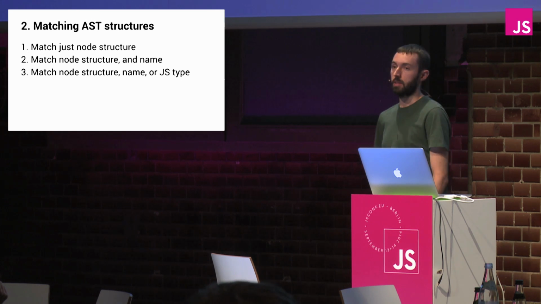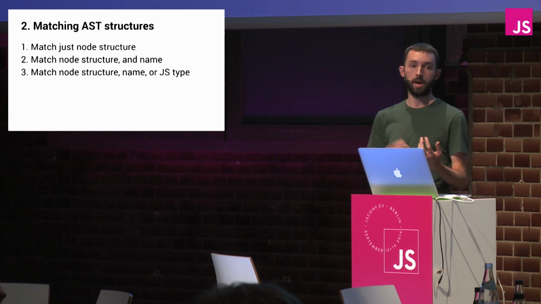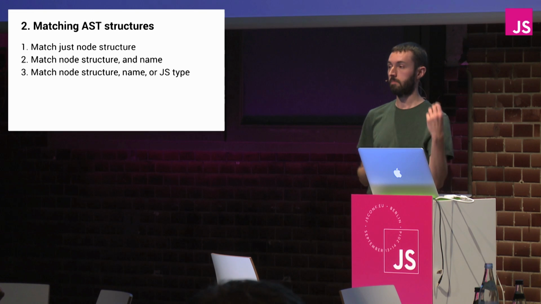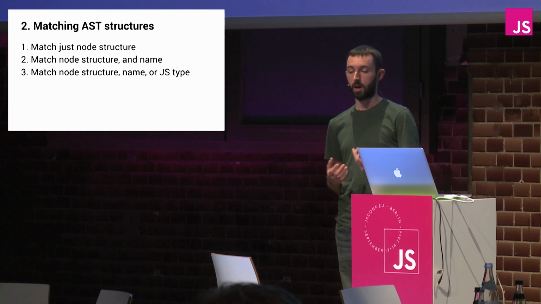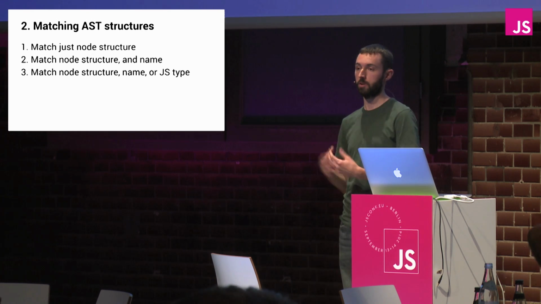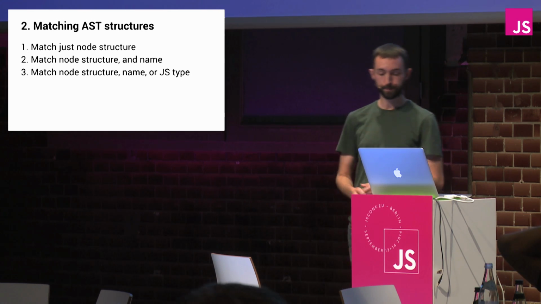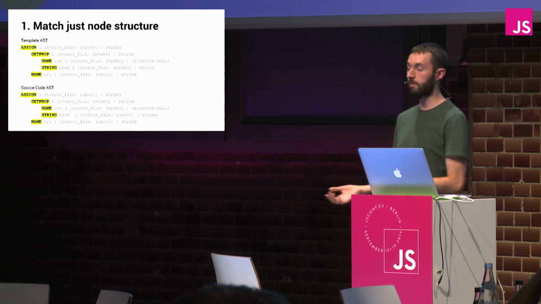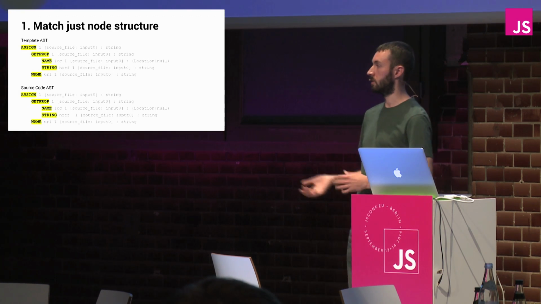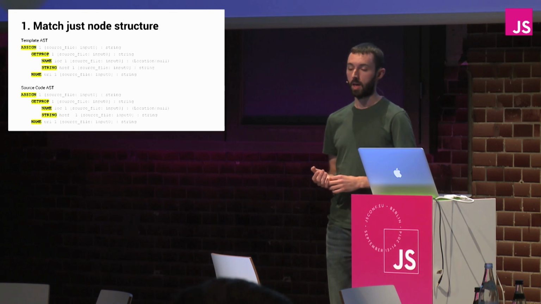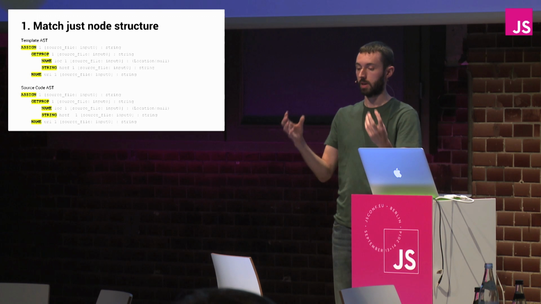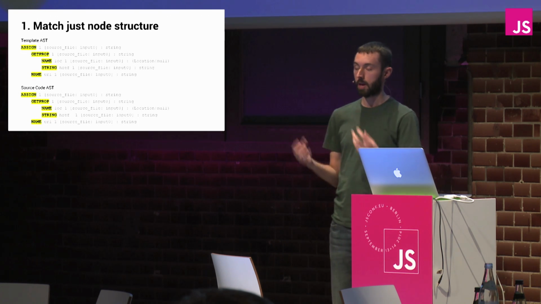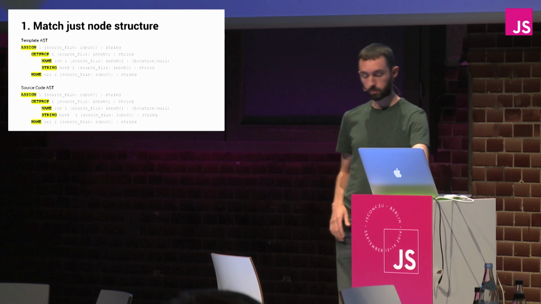Once you have this, the tool needs to compare AST structures from the template against the source code. There are a lot of different ways to do this, depending on the accuracy of the matches and what you have available to it. The first approach, a naive approach, is to just match what the node structure looks like. In this case, you just take the left-hand side, which is the structure of the code, and make sure that those match.